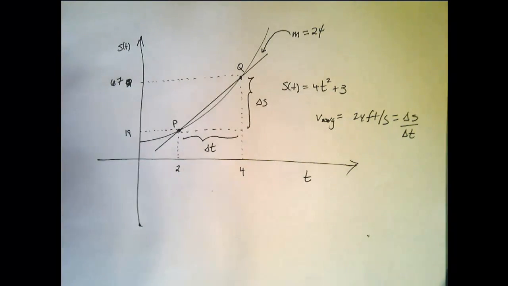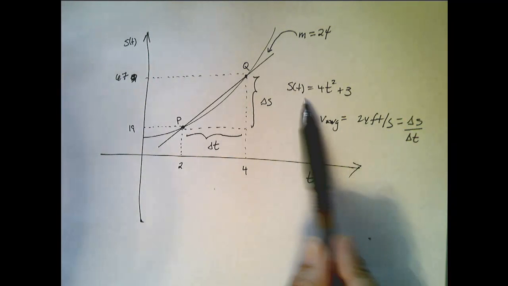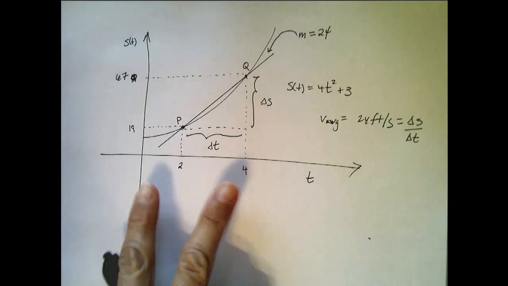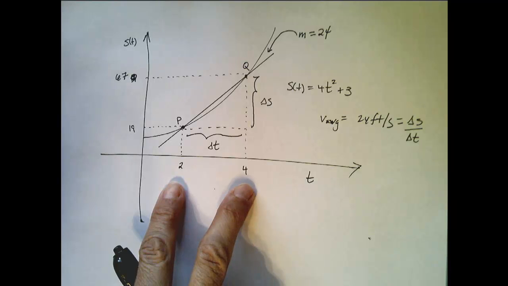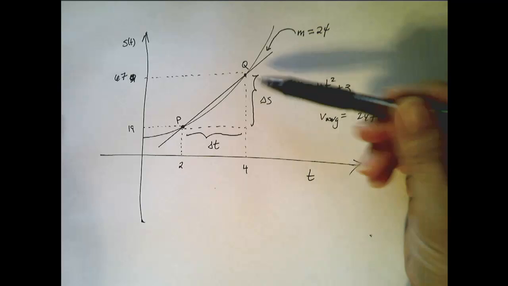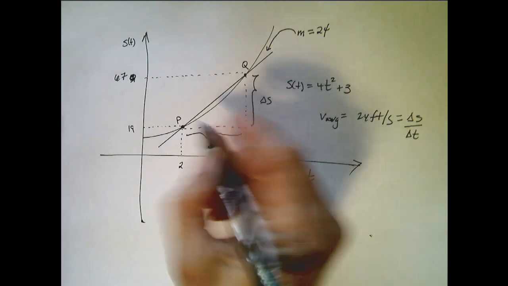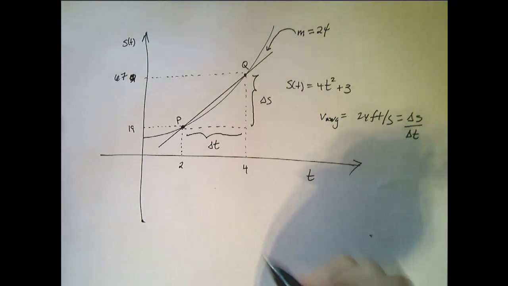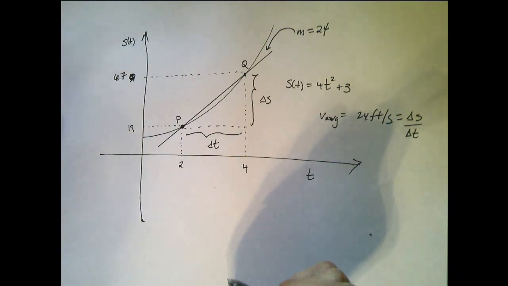So let's again look at the picture from before, where we were looking at the average velocity of our particle whose position was defined by this function, and we were curious about the average velocity of this particle on the time interval from 2 seconds to 4 seconds. And we calculated the change in distance over the change in time and discovered that the average velocity of that particle was 24 feet per second. But what we want to address here is what is the instantaneous velocity at time 2?